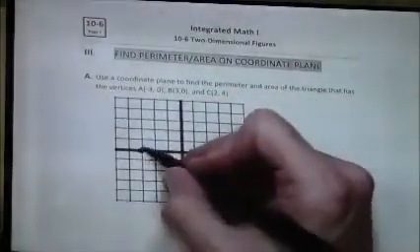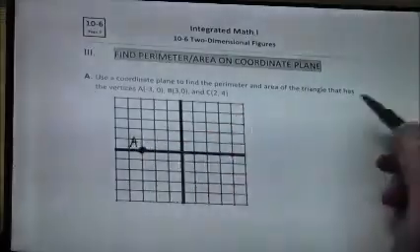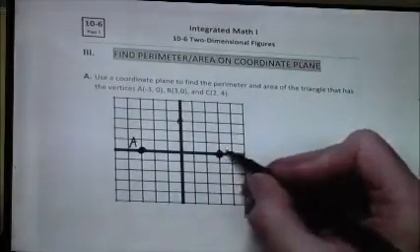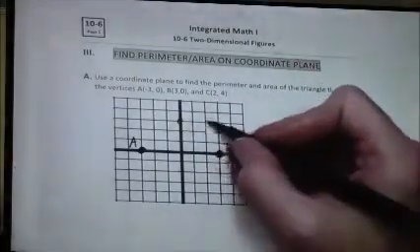Let's mark these points on here. That's where A is. B is over here at 3, 0. C is at 2 and 4.